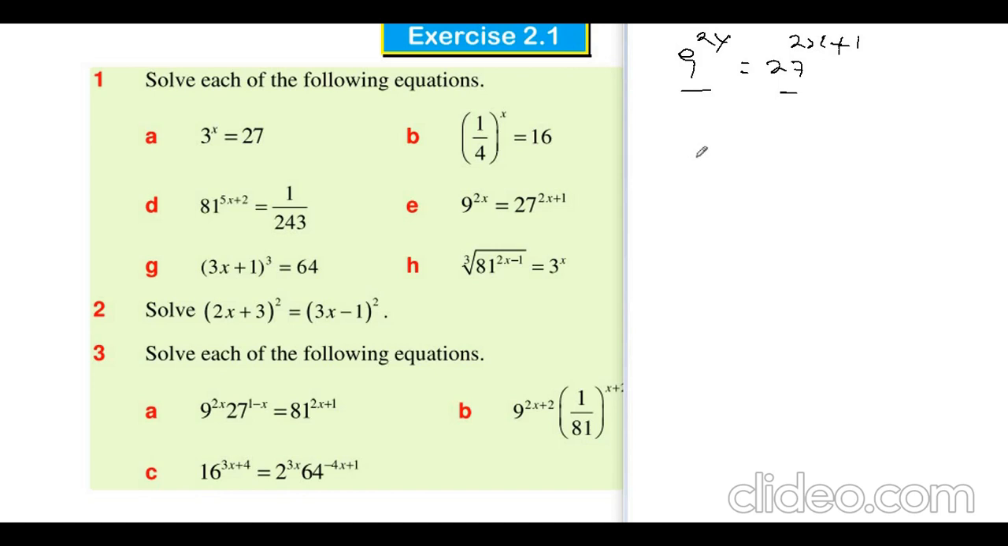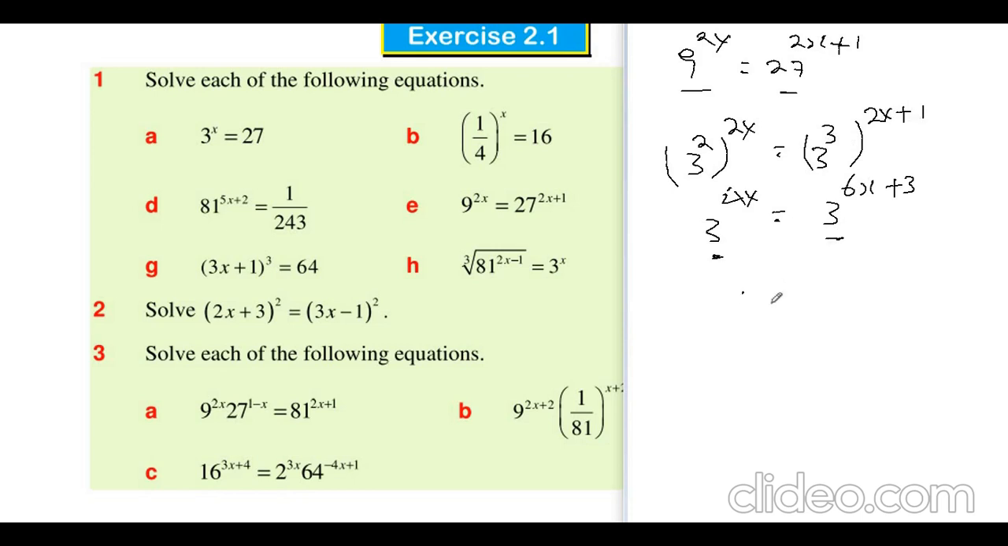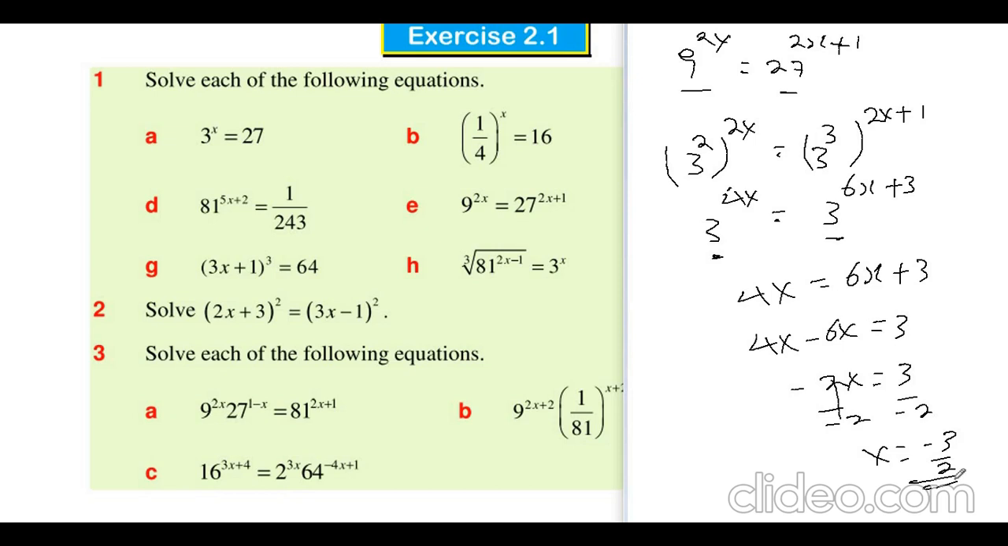ማመሳሰል ማለት ነው. So 9 in terms of 3 ስናስቀምጥ 3 the power of 2 ነው, the power of 2x ነው, equal to 27 ደግሞ 3 the power of 3 ነው, equal to 3 the power of 3 the power of 2x plus 1 ነው, which means 3 the power of 4x equal to 3 the power of 6x plus 3 ማለት ነው. ሁለት ኤክስፖነንት ካለው ሁለቱን ኤክስፖነንት ስለምናባዛ አሁን ሁለቱም ቤዞች ኢኳል ስለሆኑ 4x equal to 6x plus 3 ነው. 4x minus 6x, 6 ወደዚህ ሲያልፍ minus ስለሚሆን minus 6x equal to 3, minus 2x equal to 3 ይሆናል, divided by minus 2, divided by minus 2, x ስንት ነው የሚሆነው? Minus 3 over 2 እናገኛለን ማለት ነው.